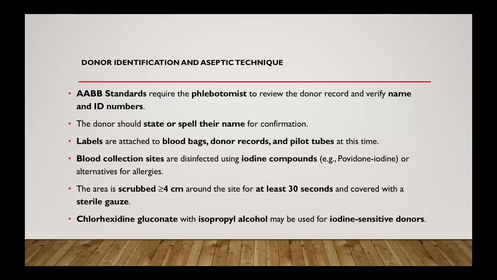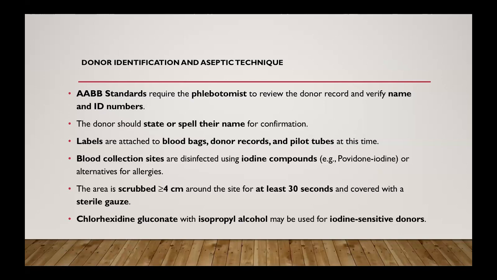Labels are attached to the blood bags. Then the donor record is completed and the pilot sample is collected at this time. Labeling of the pilot tube should also be done at this moment, because in most facilities, like in my country, we use barcodes to label all the blood bags, donor records, papers, and also pilot samples. Pilot tubes are also labeled using a barcode, which indicates the donor name, donor registration number, and everything.